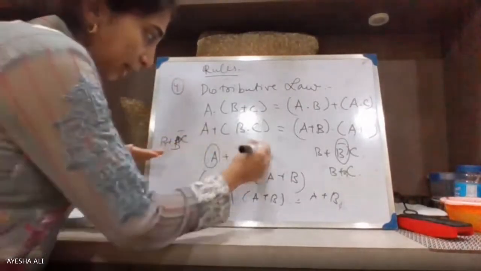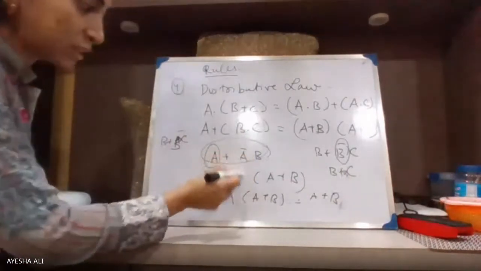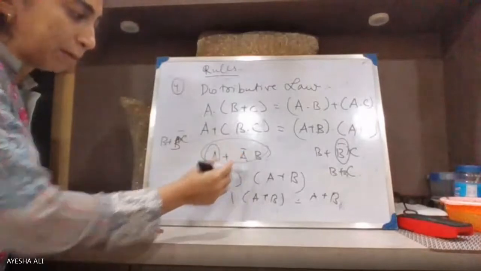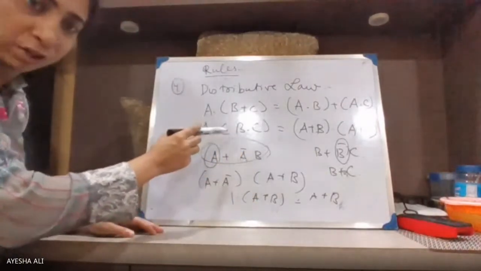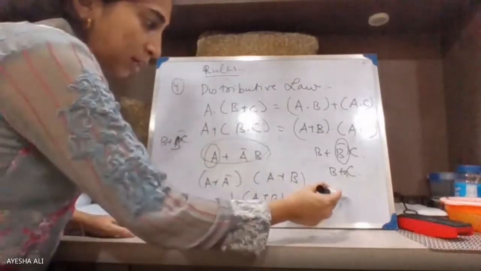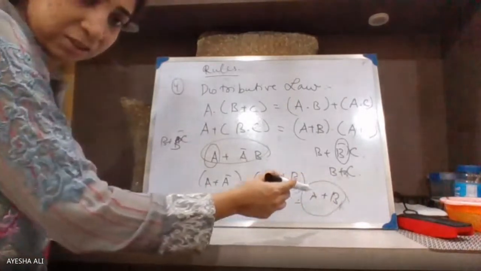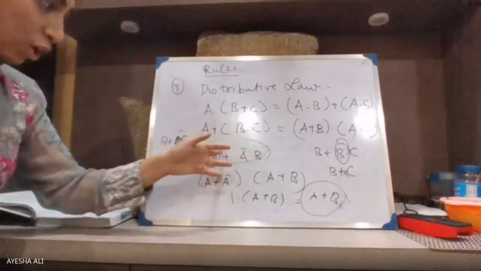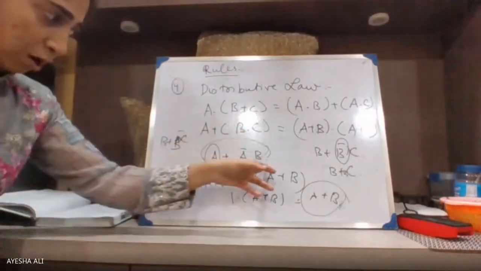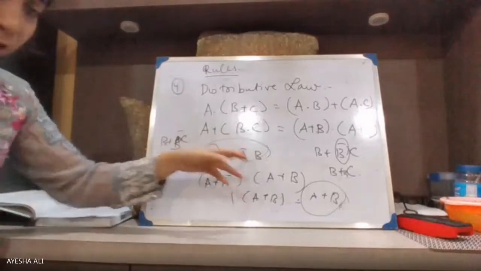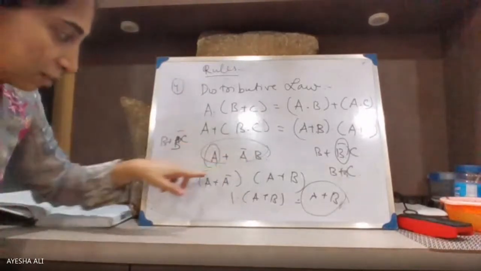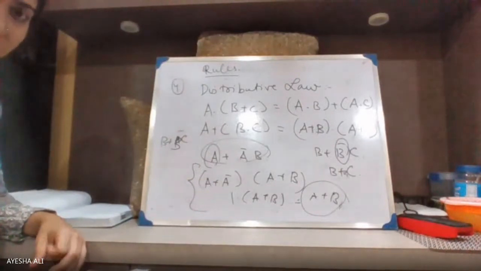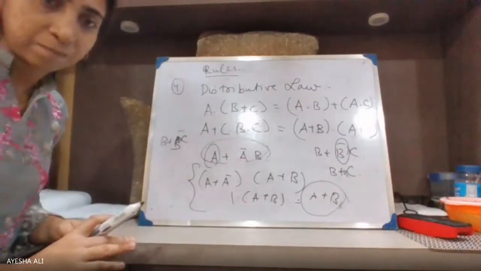This is an absorption. I broke this down using this law. I broke A plus A complement B into this using the distributive law, and then I got the minimized function as this. So in exams, when there's such a term in an expression, you need not show these two steps. Are you understanding what I'm trying to say?